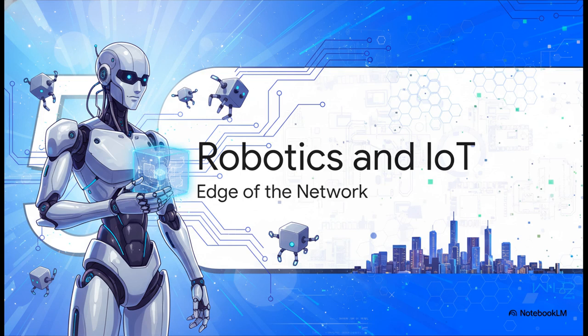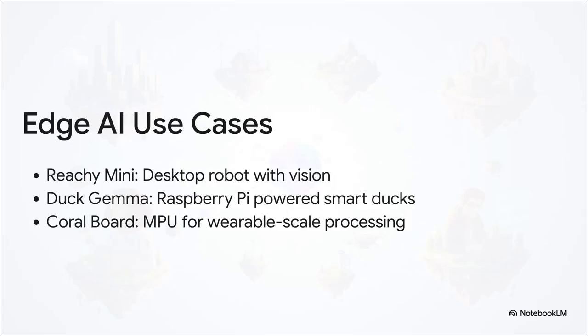Next up, Part 5, Robotics and IoT Integration at the Edge of the Network. This is where physical robotics and tiny IoT boards take full advantage of that highly efficient 2 billion parameter model we talked about earlier. From a desktop robot analyzing a chessboard, to tiny 3D printed ducks processing audio on a Raspberry Pi, the physical implementations of this lightweight model are just mind-blowing. The Reachy Mini robot uses Gemma to natively identify pieces and respond to voice prompts.